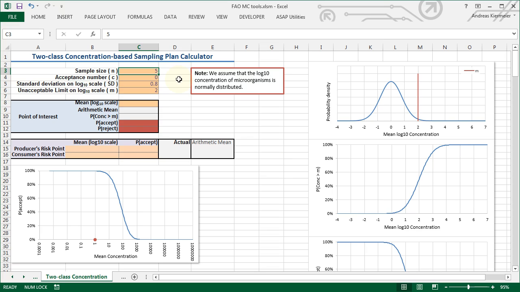So as an example, let's consider Annex 2 to the Codex Guidelines 61 on Listeria monocytogenes, which contain a microbiological criterion with n equals 5, c equals 0, and a microbiological limit of little m that is 100 CFU per gram, which equals 2 on the log scale. Now let's also assume that the standard deviation is 0.6.